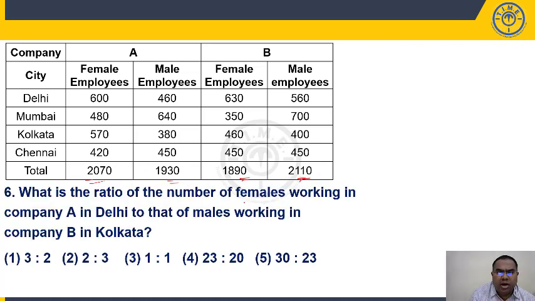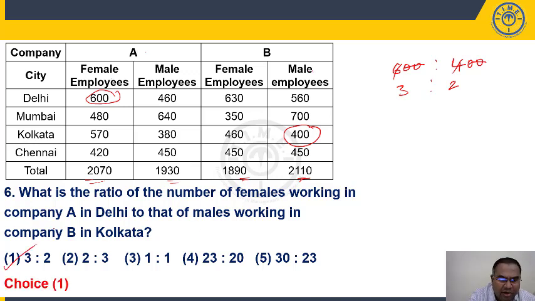Right. Question number 6. What is the ratio of number of females working in company A in Delhi, company A females Delhi, 600, to males working in company B, company B males in Kolkata? This is Kolkata, 400. B males Kolkata 400. So what is the ratio here? The ratio is 3:2. 3:2 is present in the first option.